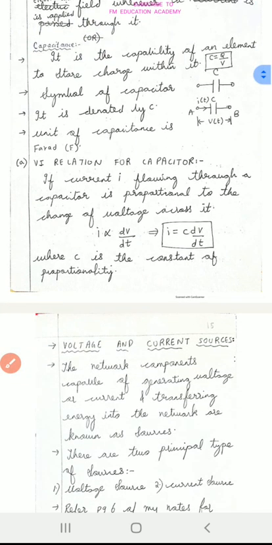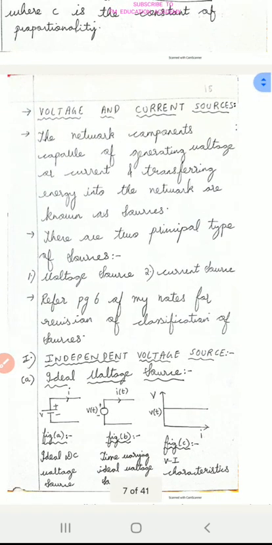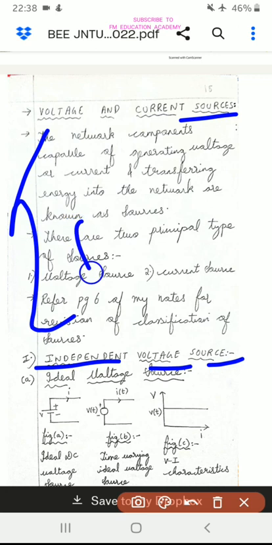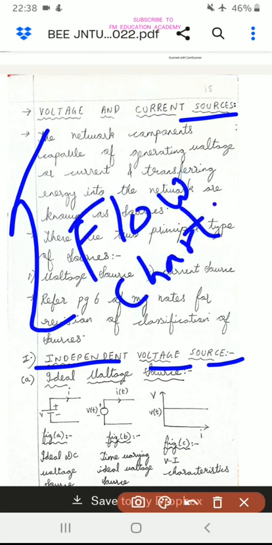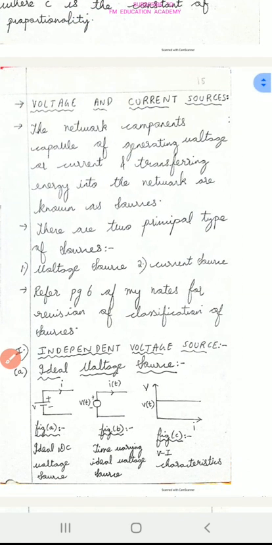Next, passive elements are over, R, L and C. We'll come to active elements. So what are active elements? Voltage source and current source are active elements. After writing this, directly we'll write independent voltage source, because this part we had already explained in the flow chart. So no need to write this. I had given this in the notes when I explained in the class. Directly write voltage and current sources and then write independent voltage source.